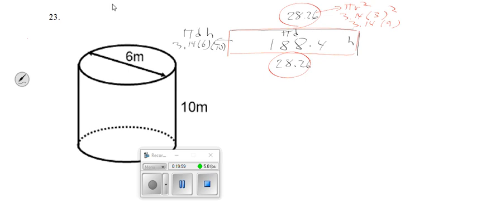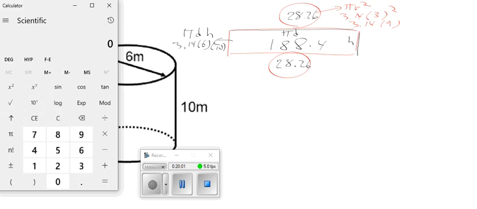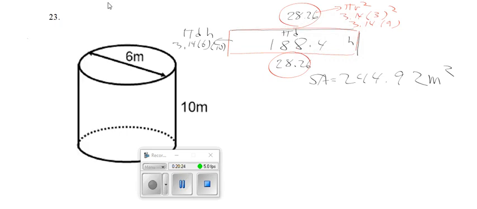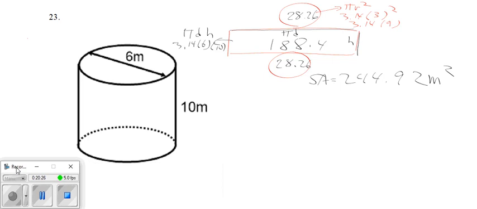And when I add those all together, 188.4 plus 28.26 plus 28.26, press the equals button, I get 244.92. 244.92 is the total surface area of that cylinder. And we need to use the proper units of meters squared. Now when we use our formula, Jack, what will our formula be for the cylinder?